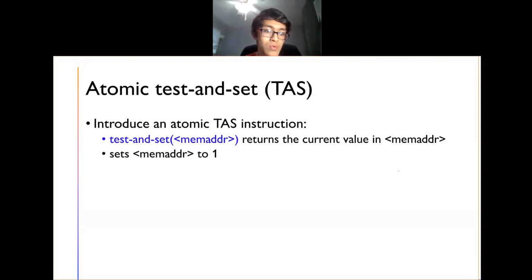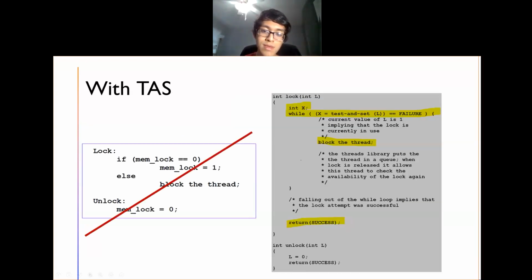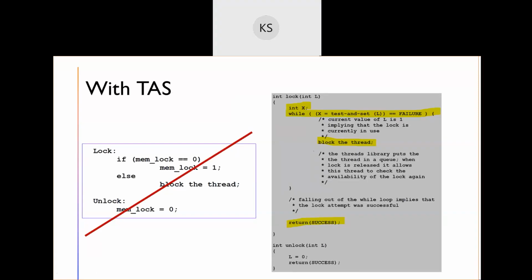Okay, so yep, I have a question. For the test and set, I'm a bit confused on how this is actually solving the problem, especially with the part where you're setting the memory to 1. How is that solving the problem we had before? Besides the fact that you're putting it all in one instruction, I don't see how setting the memory location to 1 simulates the lock. Could you explain that a little bit?